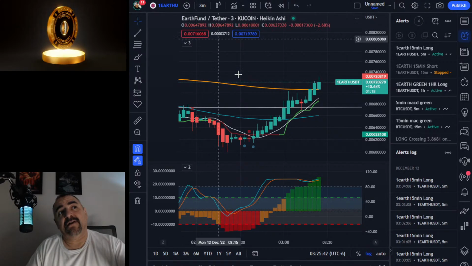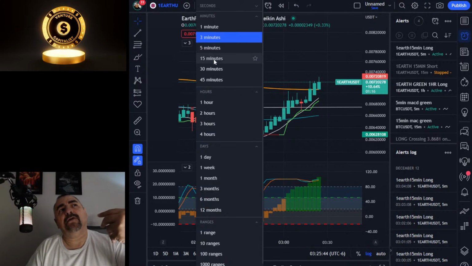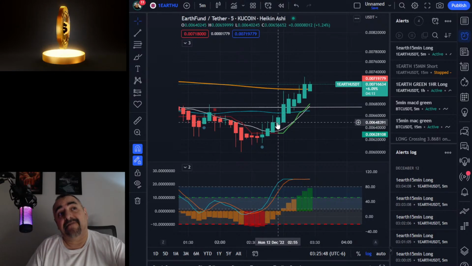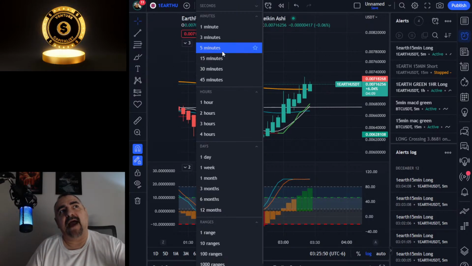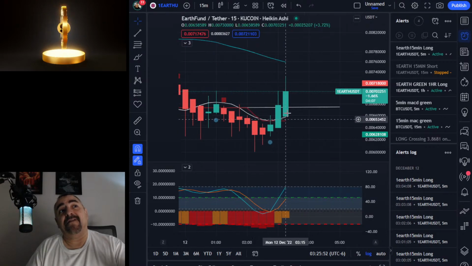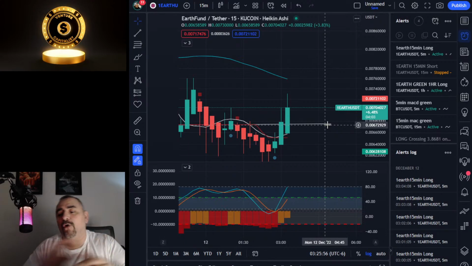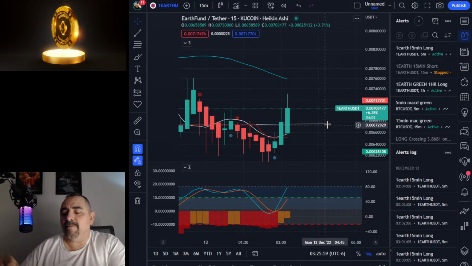So we're going to re-enter on the 3 minute here because we're building momentum back from a pullback, which means the 3 minute goes green, the 5 minute goes green, we're in, and now all we're hoping is that the 15 minute will eventually turn green. And that would mean that we continue to hold our position and move forward.